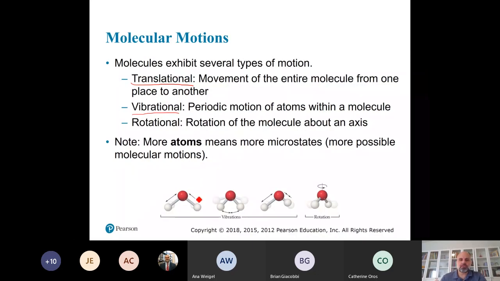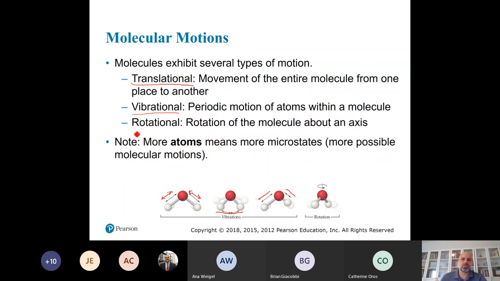We have pictures of them down below. If you think about each of these bonds, when they're both expanding at the exact same time, on either side, the bonds are just stretching. You could have the bonds vibrating back and forth. You could have one expanding while the other one is contracting. So you have vibrational motions that exist within molecules.